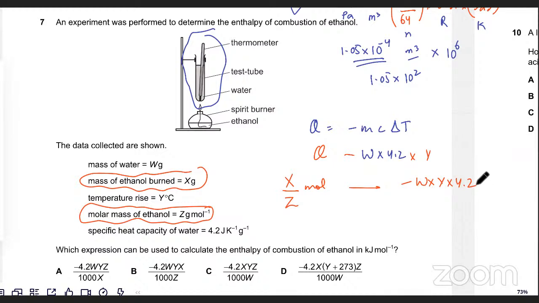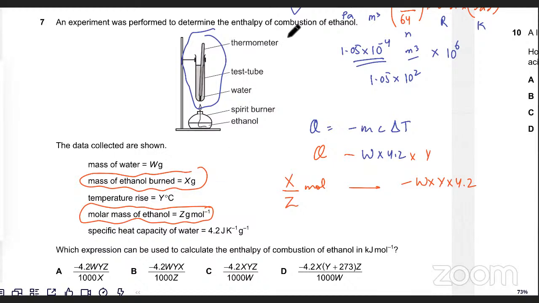Yes, sir. So I found the moles. The mass of ethanol that's burned, mass divided by the MR of ethanol, which is Z. So that's the moles, mass divided by MR. And I did MC delta T and I put the minus sign over there. Why? Because actually all the options had minus signs, so you probably will not be getting that wrong. But it's temperature rise, so it's exothermic, right?